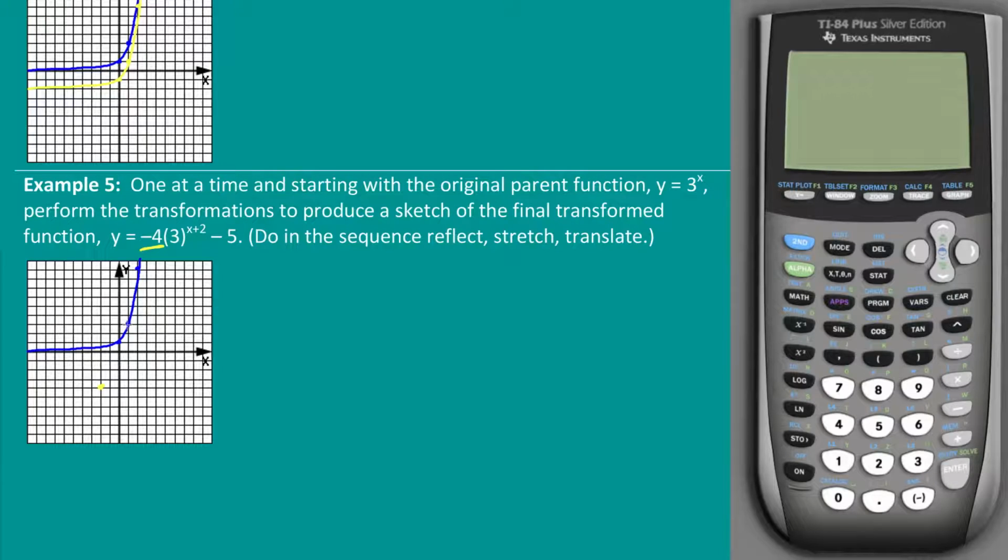So this point right here, our asymptote was at y equals 0. Our asymptote is now going to be at y equals -5. You know what? I'm going to get rid of that. Apologize. We're going to go down 1, 2, 3, 4, 5. So our new asymptote is going to be here.